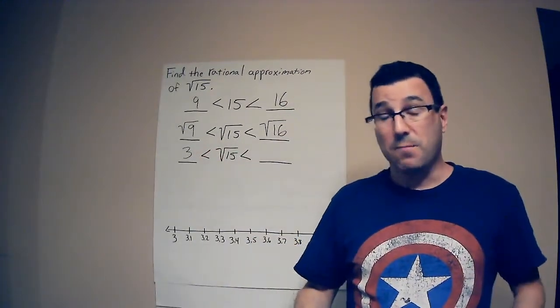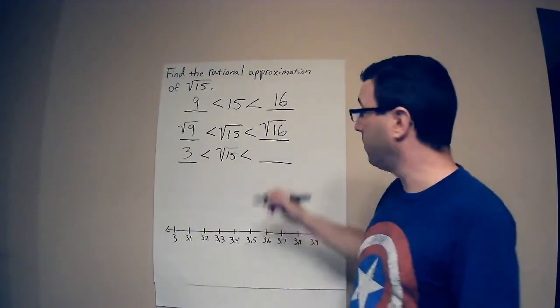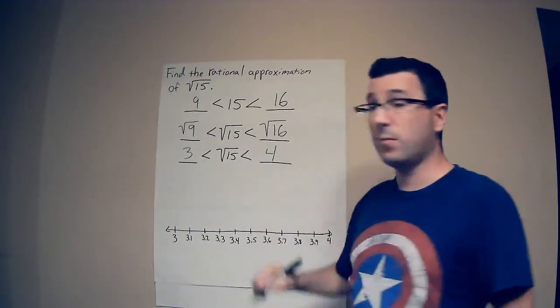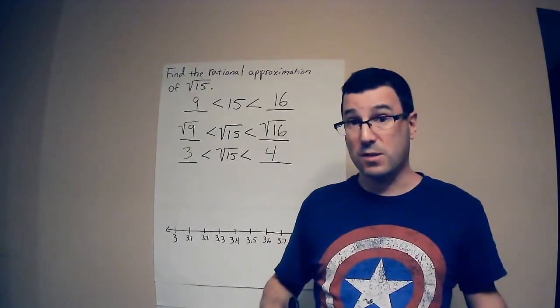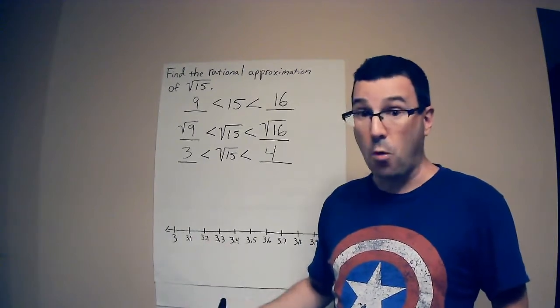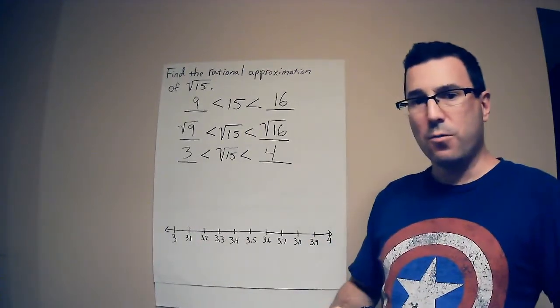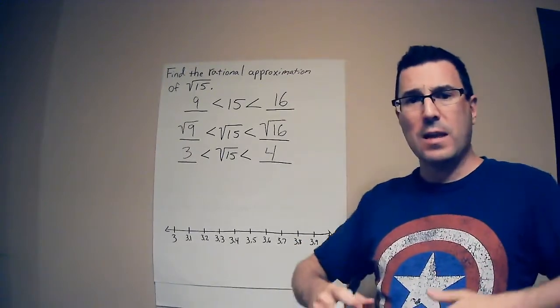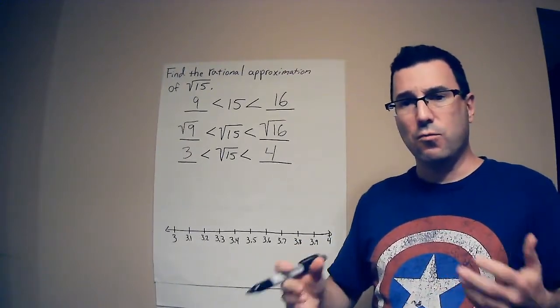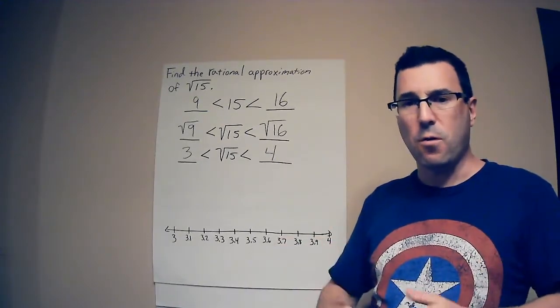Square root of 16. Well, what number times itself gives you 16? That's 4, because 4 times 4 gives you 16. I know some of you probably thought some other number, but it's 4, not the other number. Okay? So now I know that the square root of 15 falls somewhere between 3 and 4.